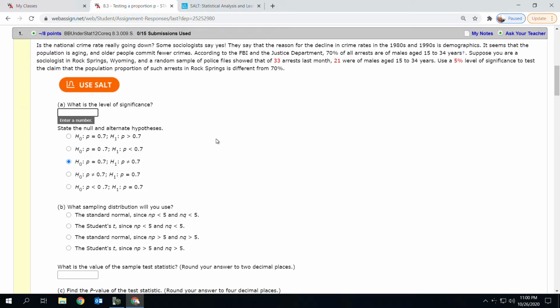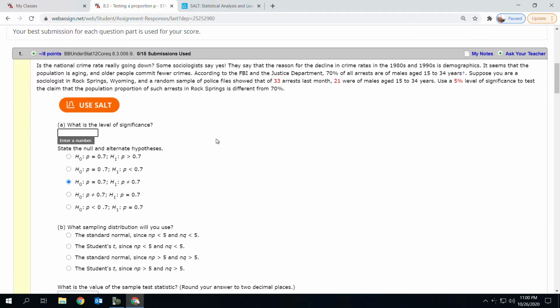Is the national crime rate really going down? Some sociologists say yes. They say that the reason for the decline in crime rates in the 1980s and 1990s is demographics. It seems that the population is aging, and older people commit fewer crimes. According to the FBI and the Justice Department, 70% of all arrests are of males aged 15 to 34 years.